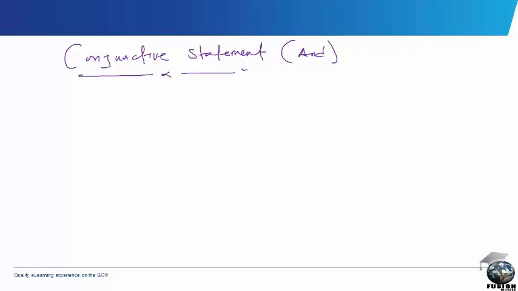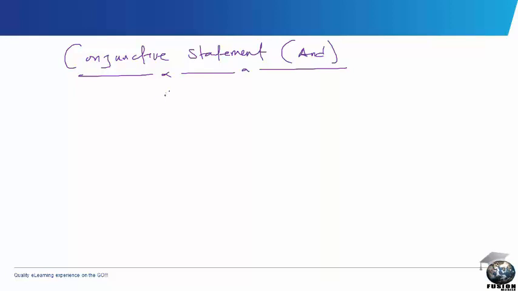And you know that when we talk about conjunctive statements, we talk about the "and". We should have the "and" in mind. We consider "and" when we have two statements, and the "and" is a conjunctive joining the two statements to make a compound statement, like we said previously.